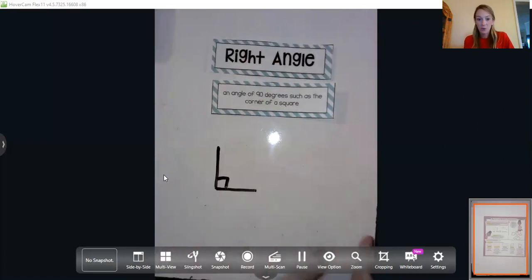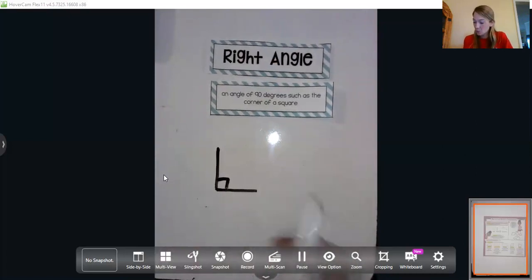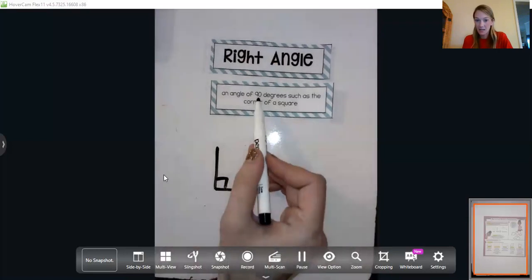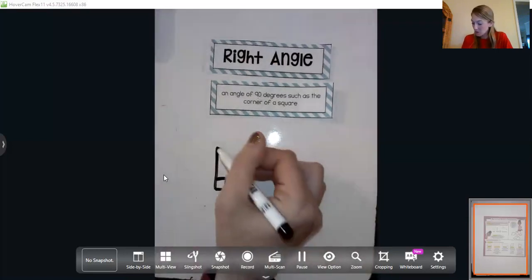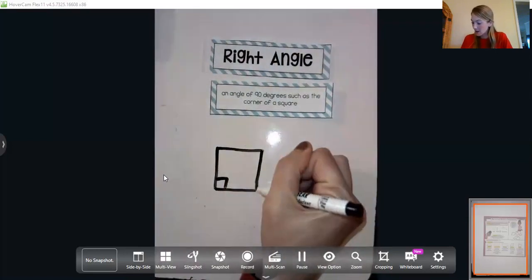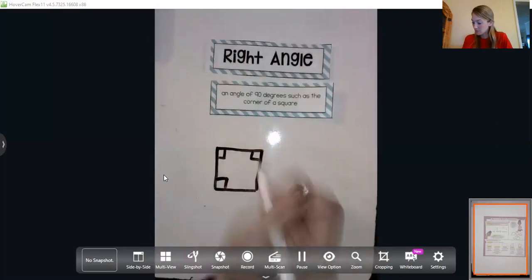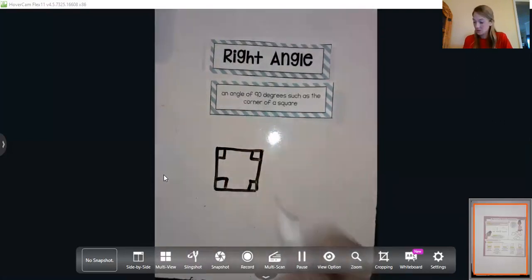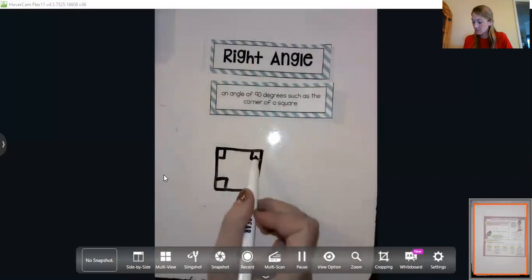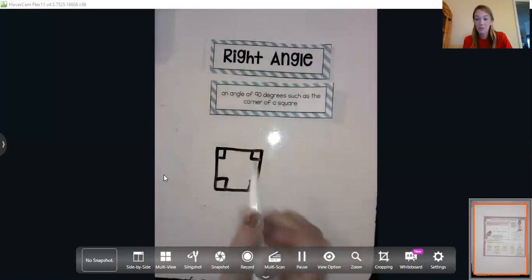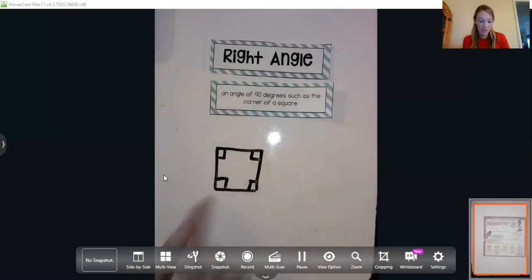Also, when you get to 4th grade and you start measuring angles, a right angle always measures 90 degrees. So if I were to have 4 right angles, each of these is a 90-degree angle. Sometimes people call these 90-degree angles instead of right angles. But you need to know what a right angle is for today's lesson.